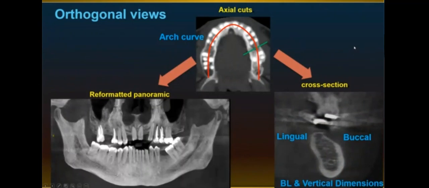And from this cut, we get the buccolingual dimension as well as the vertical dimension. And we choose this cut to see the vertical dimension, not the reformatted panoramic. Why? Because we can see here the anatomy of the bone clearly, including any undercuts or any unexpected constrictions. Therefore, this cut is used to check for the buccolingual and the vertical dimensions. We'll discuss this in detail now.